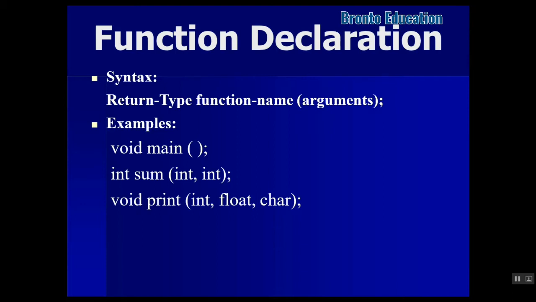This is the return type, and sum is the name of the function, and we have two arguments. We are going to send two types of data inside our sum function. Then we have void print with int, float, char. This is the declaration. We have to use the semicolon.